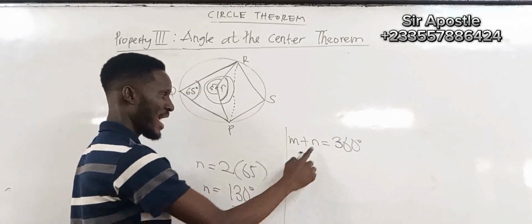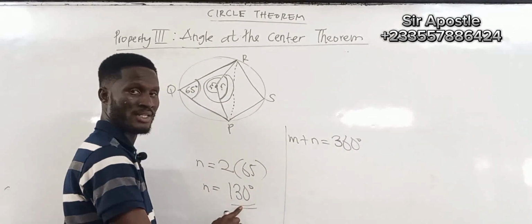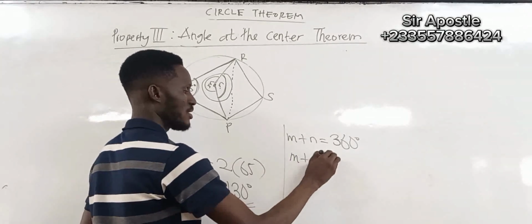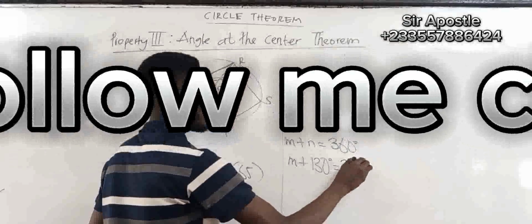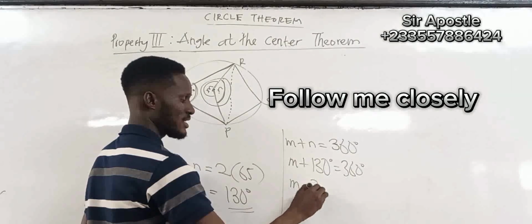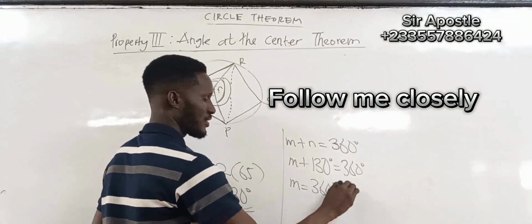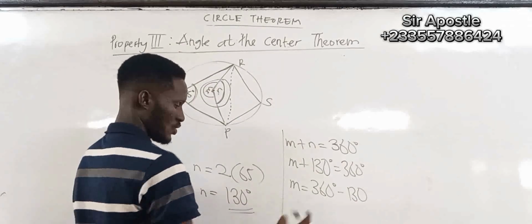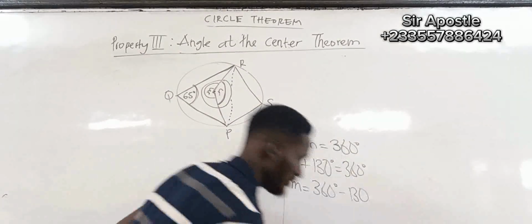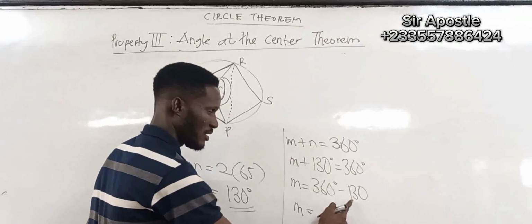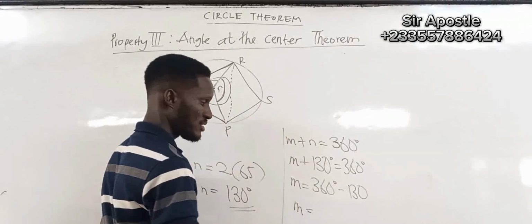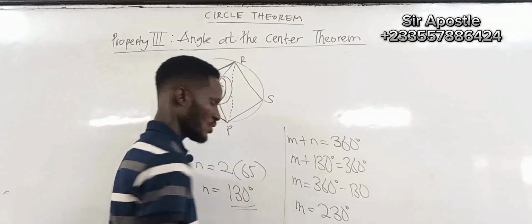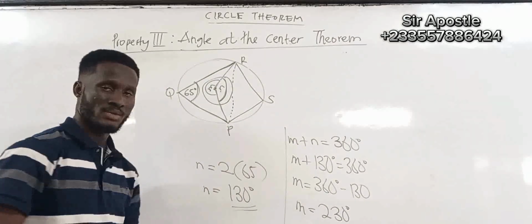Now we know N to be 130 degrees. So M plus 130 degrees will give us 360 degrees. So we can easily solve for the value of M. Subtracting 130 from 360 will give us 230 degrees. So this is very simple.